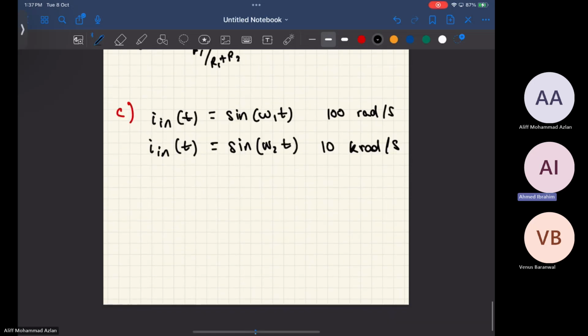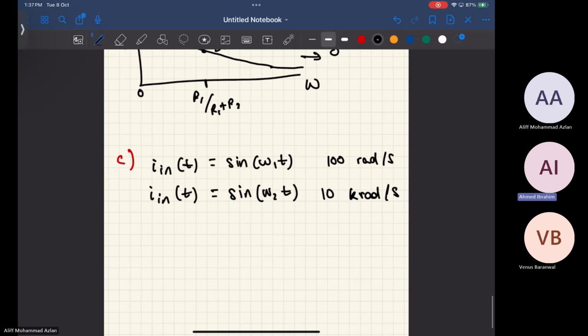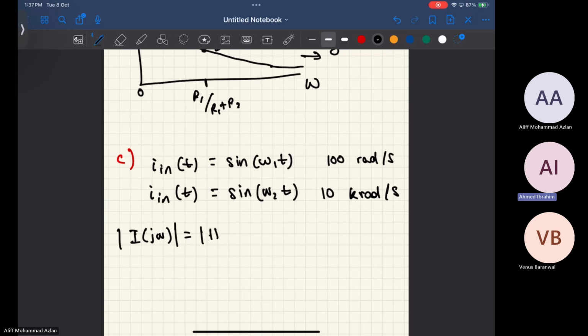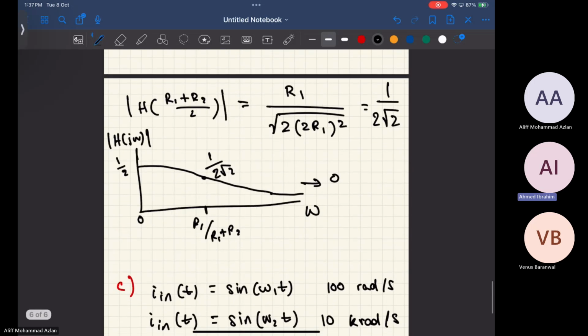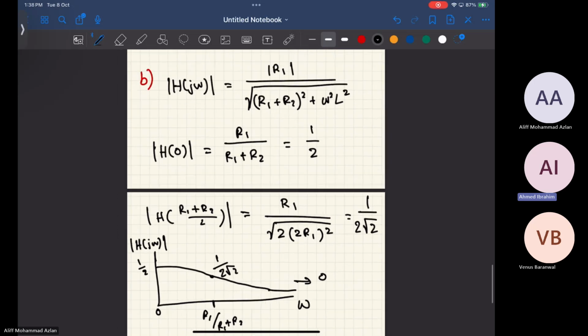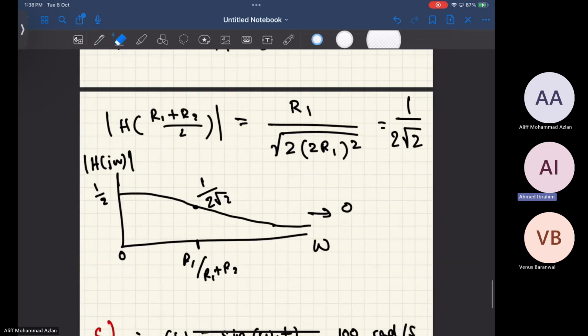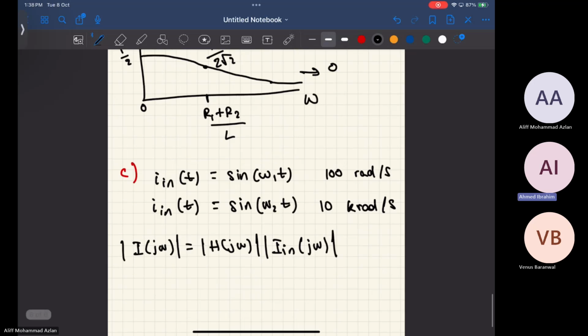So the way to go about this is just by using the transfer function. We know that the magnitude of the output current is the magnitude of the transfer function times the magnitude of I in. Is it R1 over R1 plus R2? R1 plus, sorry, yes, R2. My bad. Thank you.